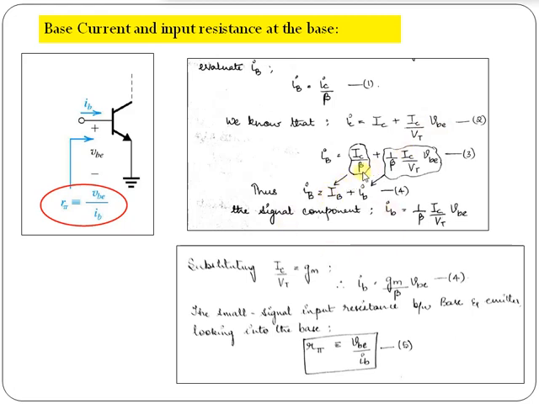So this capital IC by beta corresponds to the DC component of the base current, and this corresponds to the signal component. So the signal component is equal to 1 by beta IC by VT into VB. If you substitute IC by VT equal to the transconductance, this equation becomes IB equal to GM by beta into VB. We have named it equation number 4. So the small signal input resistance between the base and the emitter, looking into the base, can be obtained as R pi equal to VB by IB, and that is given by equation number 5.